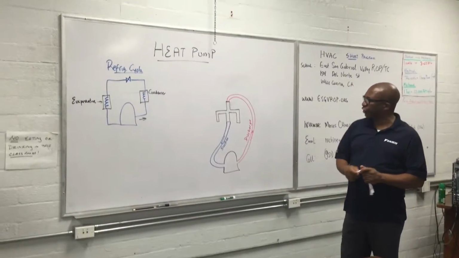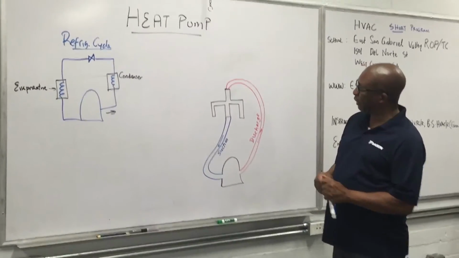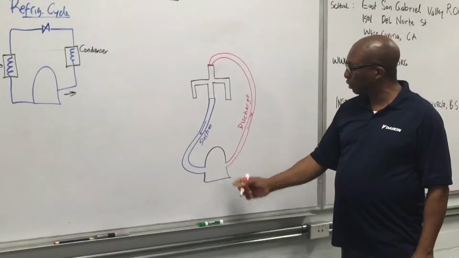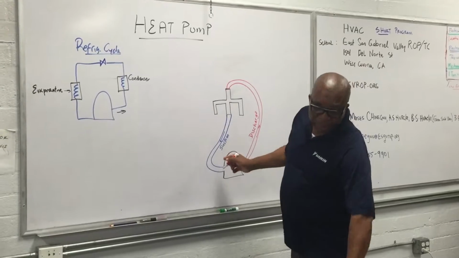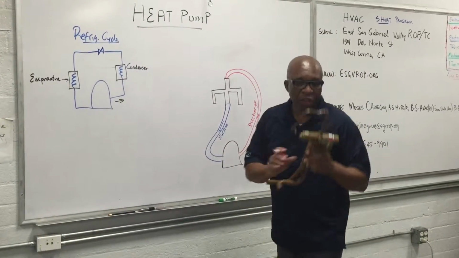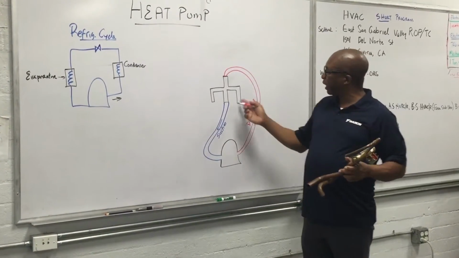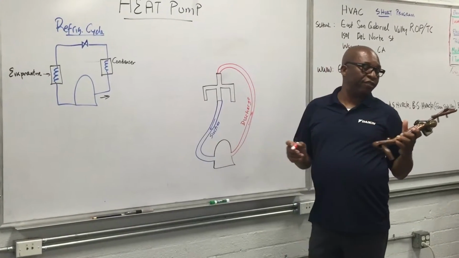I have a heat pump diagram on the board so you can understand it. Again, this is going to be my compressor, and this is the component that makes an equipment a heat pump, called a reversing valve. I got it in here. This is a four-way valve.